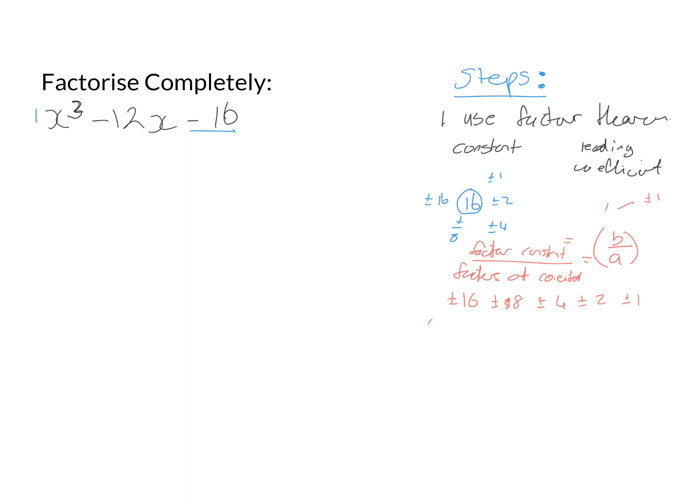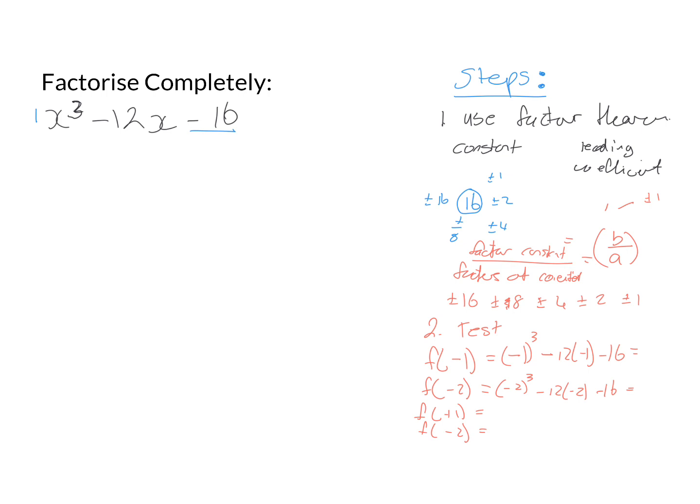Once I've done that, I'm going to test these values. Depending on how lucky you get and the values you pick, essentially you're just going to substitute them into my expression. Let's go with plus 1, and let's go with negative 2. If I put negative 1 in, I get negative 1 cubed minus 12 times negative 1, take away 16. In this case I have negative 2 cubed minus 12 times negative 2. So let's just see what these values are.